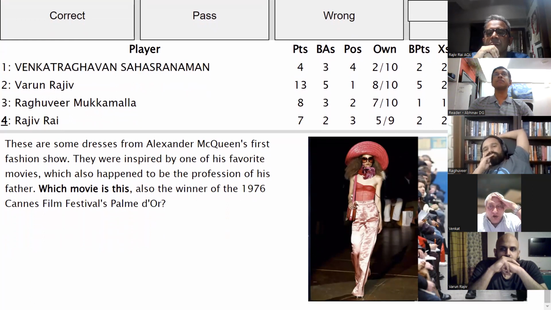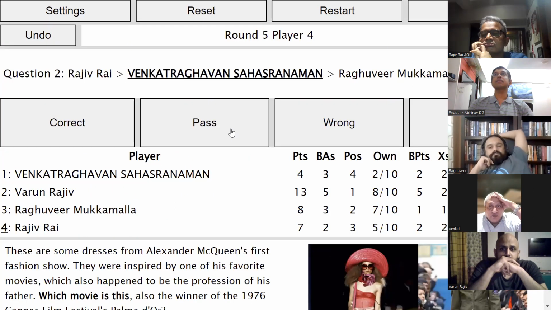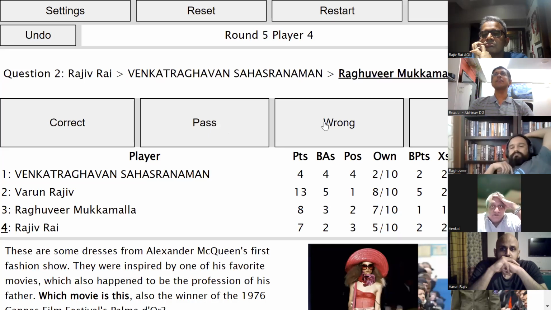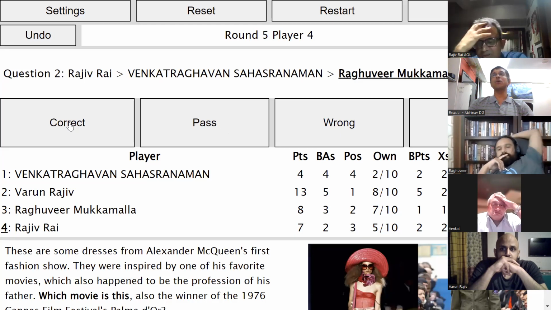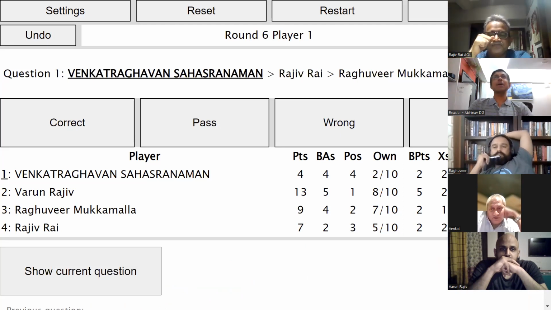Seconds? Pass. Hey, Venkat? A Clockwork Orange. A Clockwork Orange. Raghuveer? Taxi Driver. Taxi Driver is correct. Look at that hairdo over there in the image. That's Robert De Niro's Taxi Driver. Alexander McQueen's father was a London cabbie, I believe.